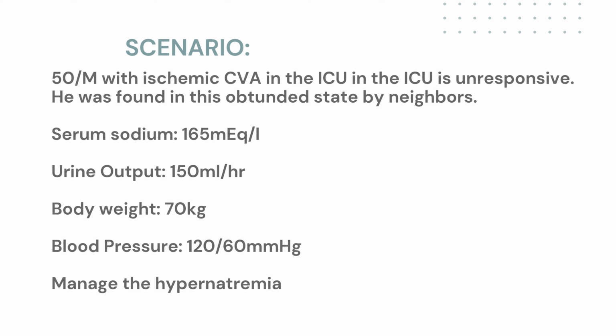A 50-year-old male with ischemic CVA in the ICU is unresponsive. He was found in a stuporous state by his neighbors. Serum sodium is 165 milliequivalents per liter. Urine output is 150 ml per hour. Body weight is 70 kg. Blood pressure is 120 over 60. Now let's manage the hypernatremia.